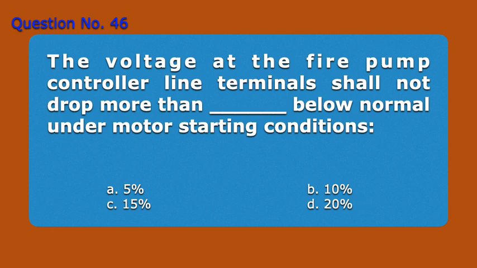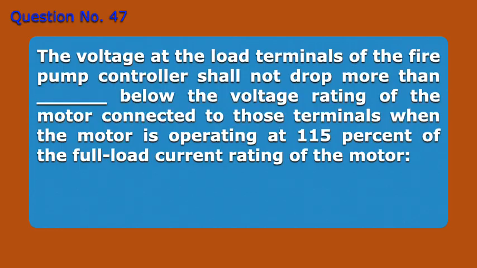Question number 46. The voltage at the fire pump controller line terminals shall not drop more than blank below normal, under motor starting conditions. A. 5%. B. 10%. C. 15%. D. 20%. Answer C. 15%.